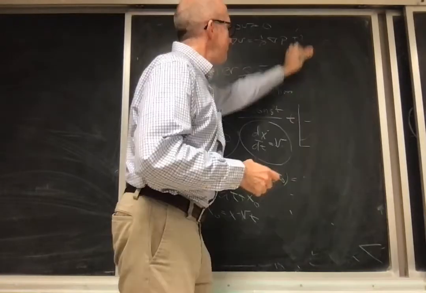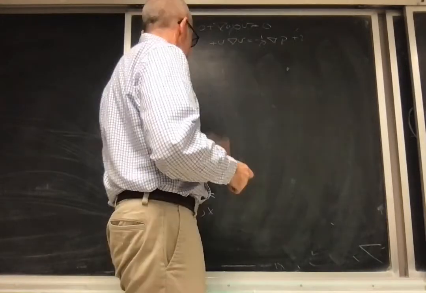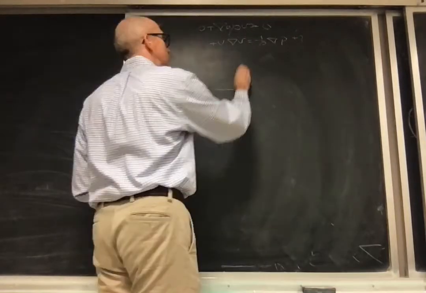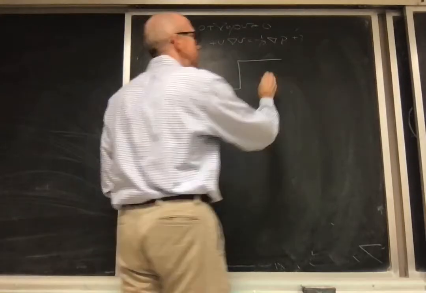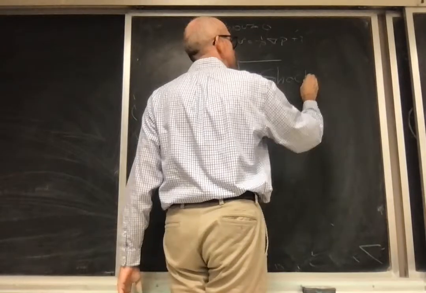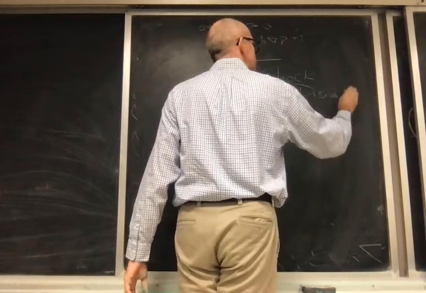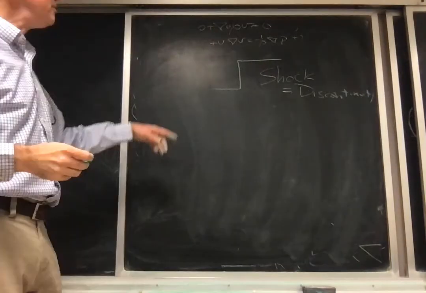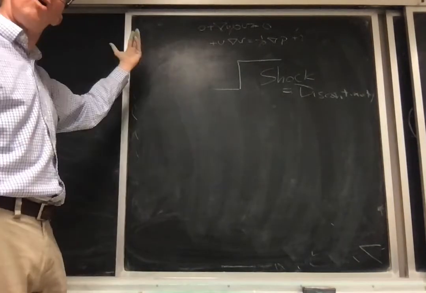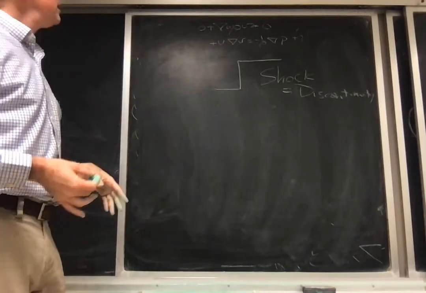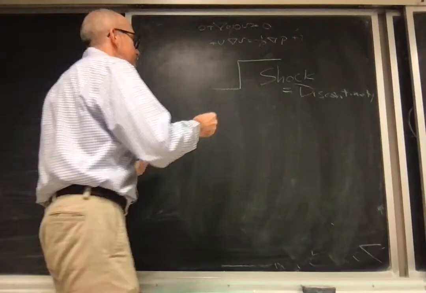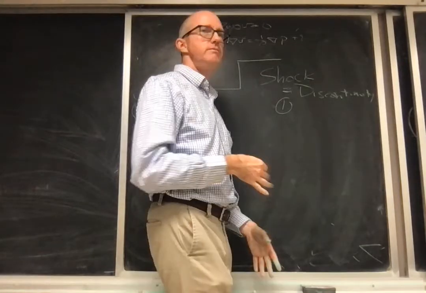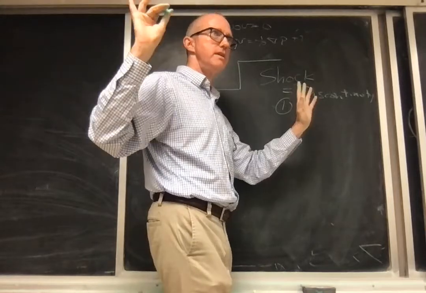I still need that. Okay, so we get a shock. Things are going to shock. What is a shock? A shock is a discontinuity. Okay, a shock is a discontinuity in what? In all of the variables. So what we're going to do is we're going to say, okay, I just have a shock. It started somewhere. It's going somewhere.